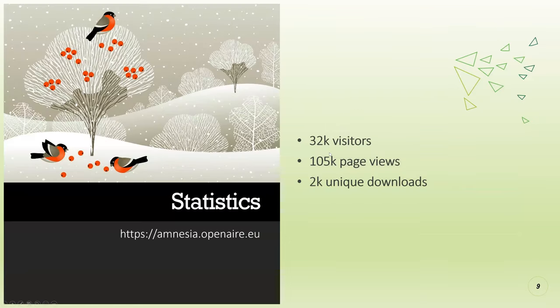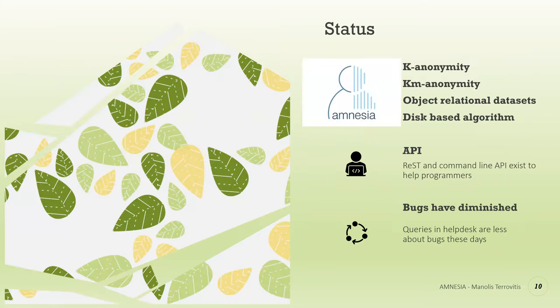Okay, these statistics are 1 or 2 months old. They refer to the 1.5 or 2 years that the Amnesia site was up. We had 32,000 visitors, more than 100,000 page views and 2,000 unique downloads. And in general, it becomes more and more popular as time passes. We offer k-anonymity and km-anonymity. We deal with object relational data sets. We have algorithms that scale to very big data that do not fit in main memory. We offer a REST API, so you can use it with information systems. And we have had it up for 2 years, so the main components are no longer beta. Bugs have been removed, and it's quite stable and robust.